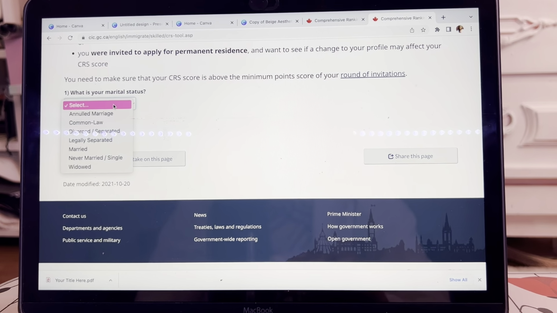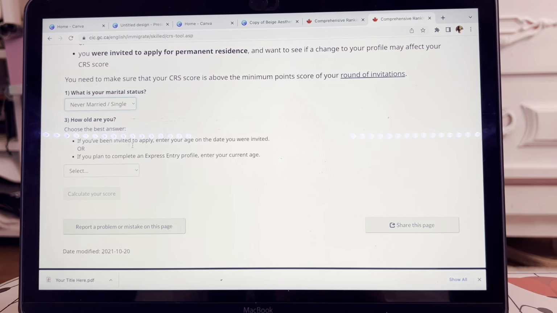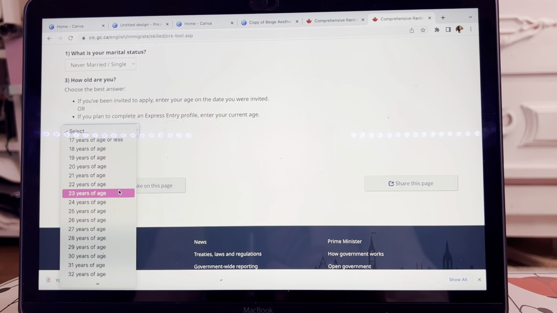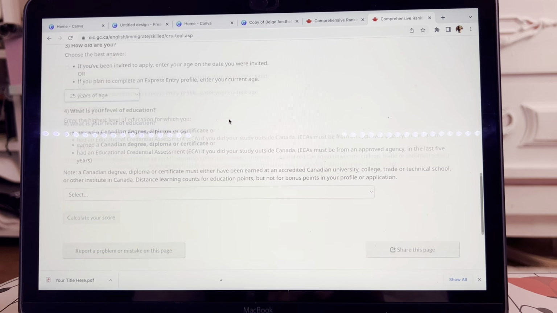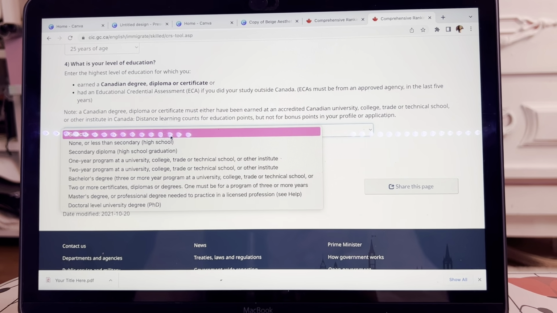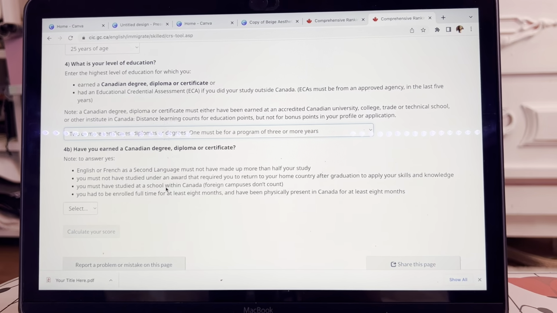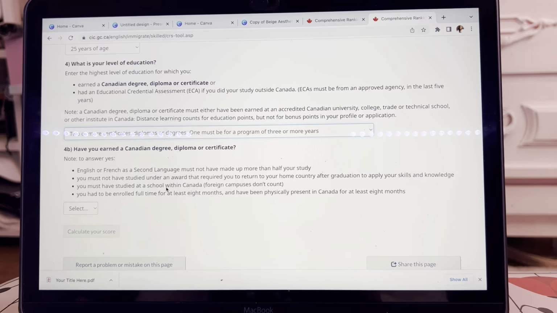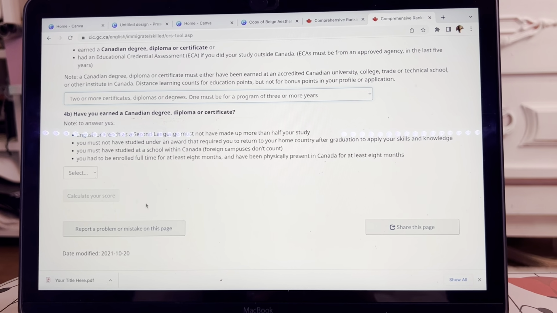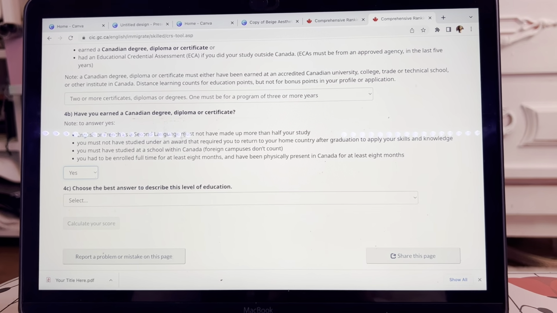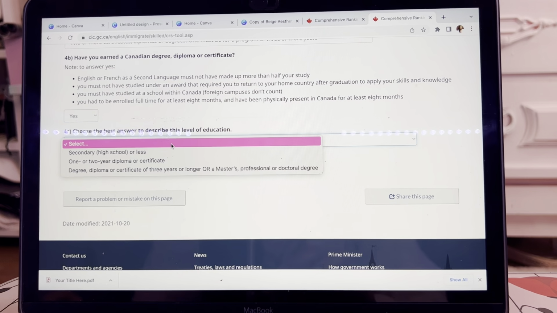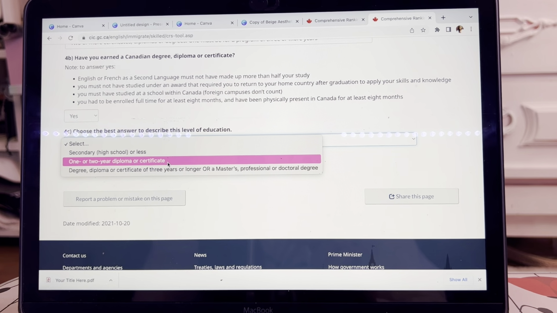What is your marital status? I am single. How old are you? I am 25. What is your level of education? I have two. One is the Bachelor of Science in Psychology in the Philippines, and one is Early Learning and Childcare Diploma in Canada. Have you earned a Canadian degree, diploma, or certificate? Yes. Choose the best answer to describe this level of education. So this is a 1 or 2 year diploma or certificate.